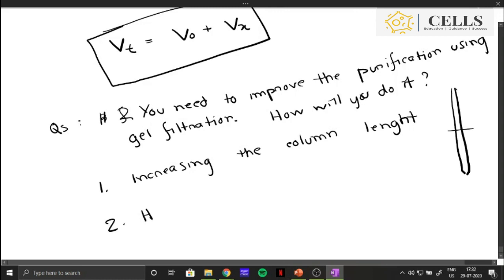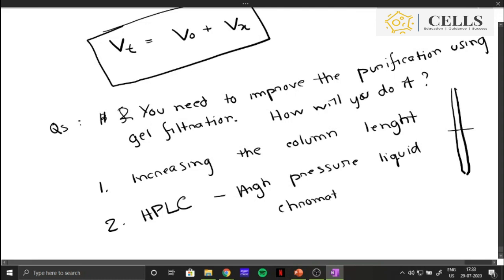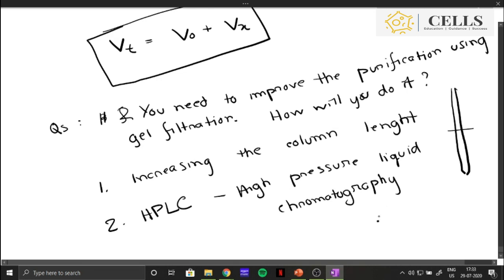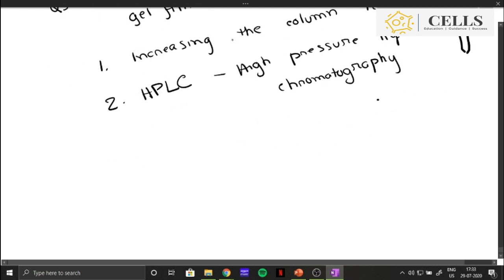Number two, you can use HPLC, or high pressure liquid chromatography. What is high pressure liquid chromatography? It is nothing but an instrument.